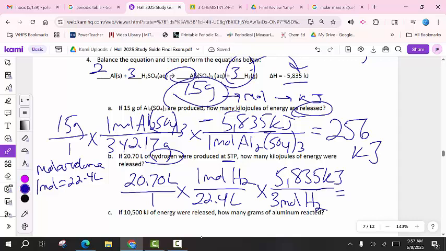So now we're going to do 20.7 divided by 22.4 to get the moles. Then we're going to multiply by 5,835 to get the kilojoules. But then we need to divide by 3 because that value is for when 3 moles react. So I end up with 1,797, and that would be kilojoules of energy released.